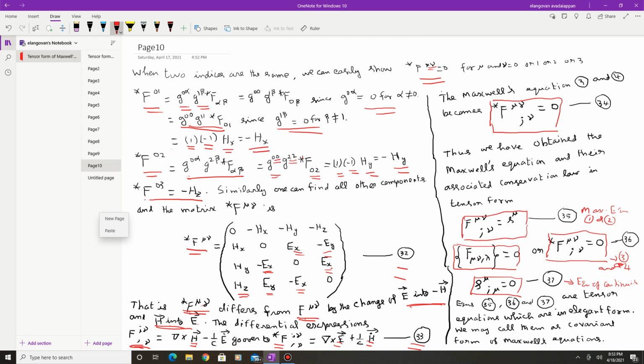All are tensor equations. So these tensor equations are a much more elegant form. It's a very simple, elegant form. Also, this tensor equation will be satisfied not only in the rectangular coordinate system, but also in other coordinate systems.